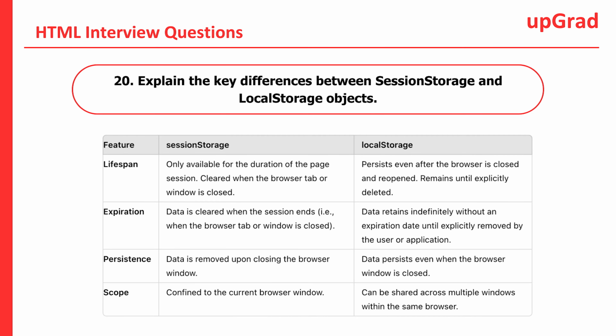In summary, session storage is temporary and cleared when the session ends, while local storage is persistent and remains until explicitly removed. Local storage retains data indefinitely without an expiration date. On the other hand, session storage holds data only for the duration of a single session. In local storage, data persists even when the browser window is closed. For session storage, data is removed upon closing the browser window. Session storage data is confined to the current browser window. Conversely, local storage data can be shared across multiple windows within the same browser.